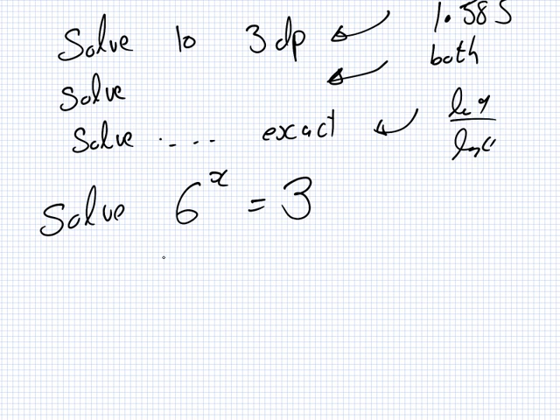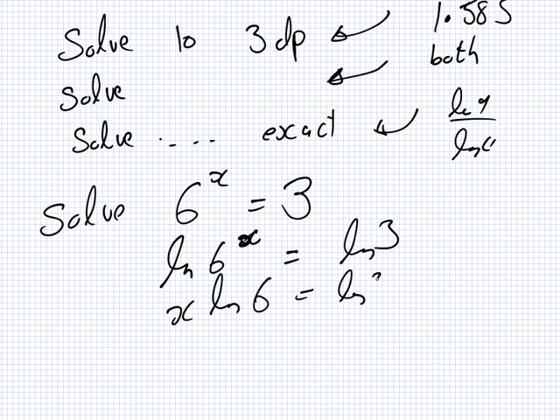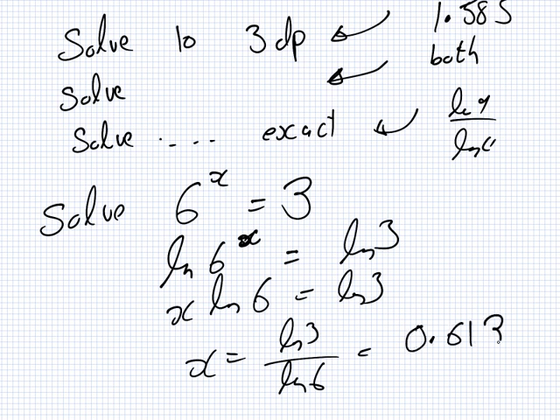Okay. Right, so we have log on both sides, log 6^x equals log 3. So x log 6 = log 3. So x = log 3 / log 6, which is 0.6. Yes. Okay, good. Right, let's have a look at another example now. Let's make it a little bit harder.